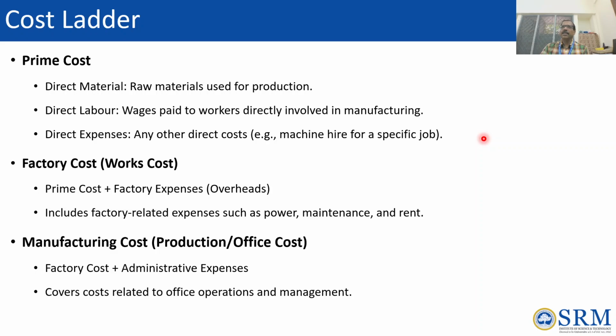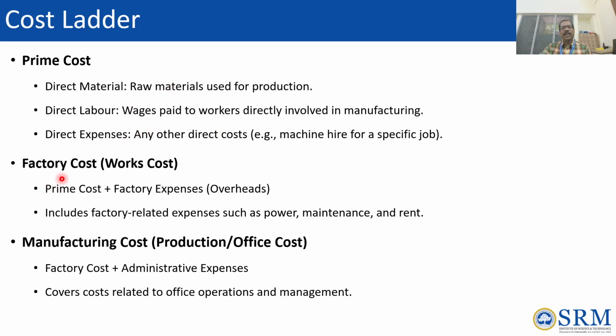Sometimes we buy some machinery to make a particular product. For that product, we need a special purpose machine, but it is not available in our industry. We buy it externally or hire it for rent and use it. But that rent, what we are going to pay for the particular machine, needs to be considered here because it's directly involved in the manufacturing process of that particular product. So that is direct cost.